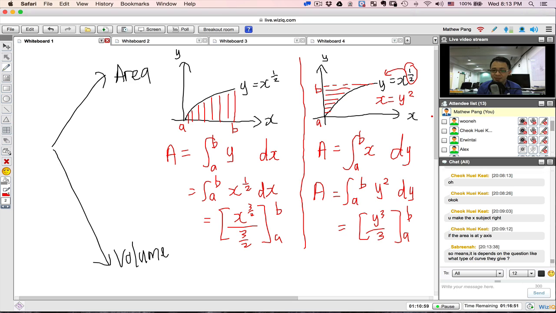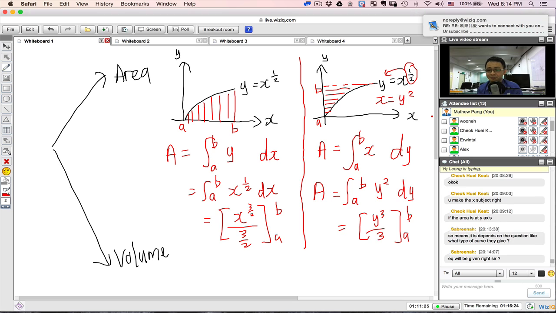So it depends on the question, what type of curve, and depends on the shaded region, the region you want to find. Because for some questions, no matter whether you integrate toward the x-axis or toward the y-axis, you can still get the correct answer. I see a lot of questions where you can use both methods. But for some questions you have to integrate toward the y-axis.